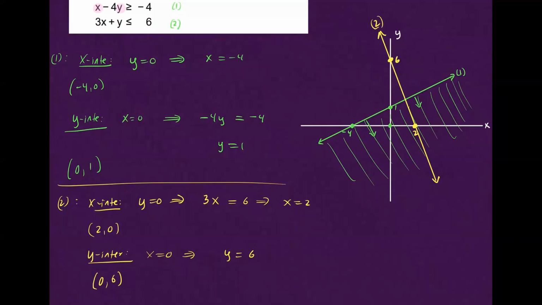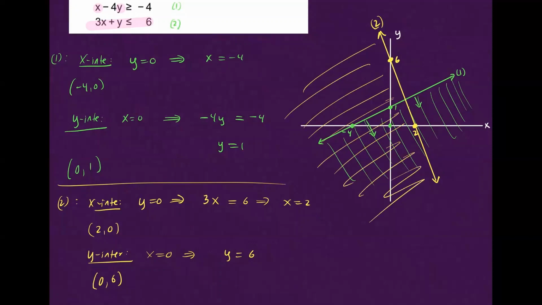Now which direction do we shade? This way or that way? So I'm going to go ahead and pick the origin again. So plug in 0, 0 into now the second inequality. So you plug in 0 for x, 0 for y, 0 less than or equal to 6. That is true. So for the second one, shading in all of this. So you can clearly see that the solution region is where the two colors intersect. So it'll be this region right here. So this is our solution region for this system.